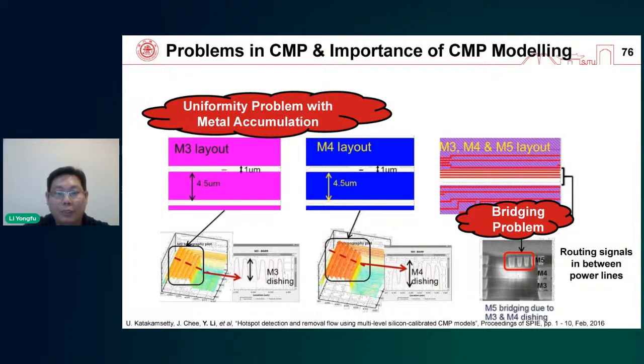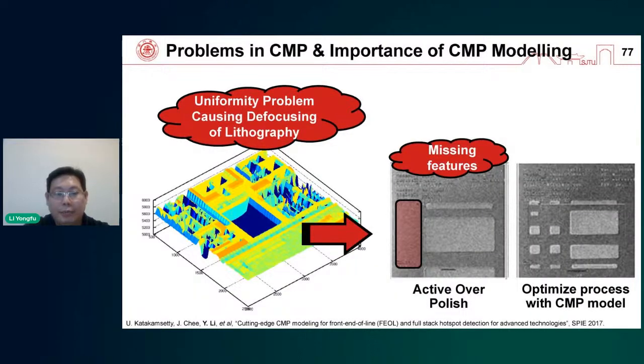Sometimes when you do a test strip, you just turn it on and realize that the signal is not running and it's connected to high and low. If you dig deeper, you realize that these lines are often found within the power line areas. We also realize that CMP modeling can help us identify possible problems in our layouts, and predict whether the polishing will be accurate or not.